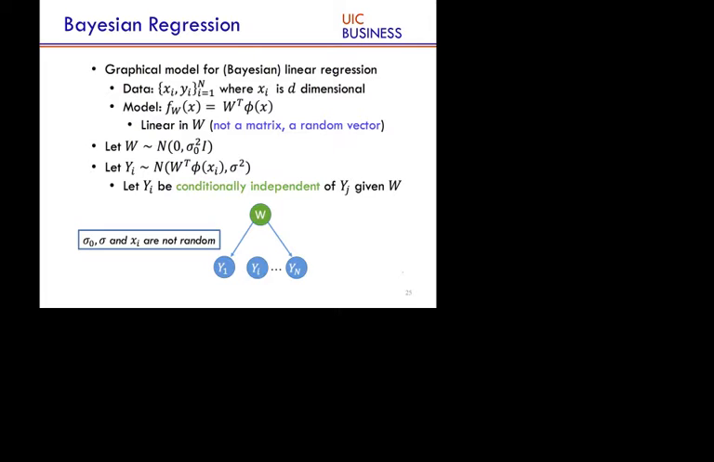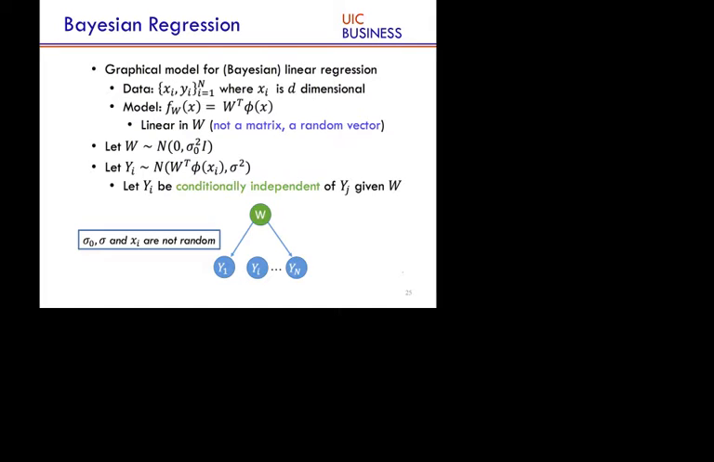In the generative process, you draw a realization of w. You've been given an xi. You compute phi of xi transpose w, and with that as a mean, add some noise and generate a yi, and that's your measurement or dependent variable.